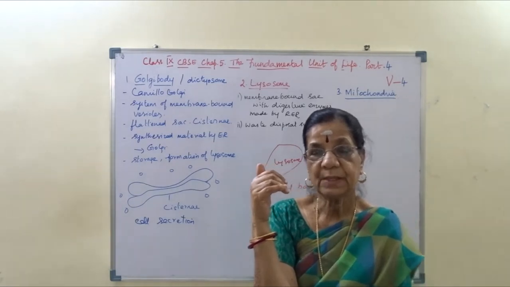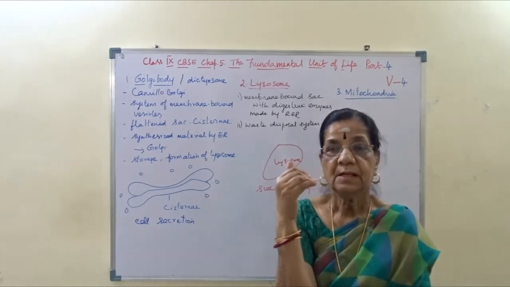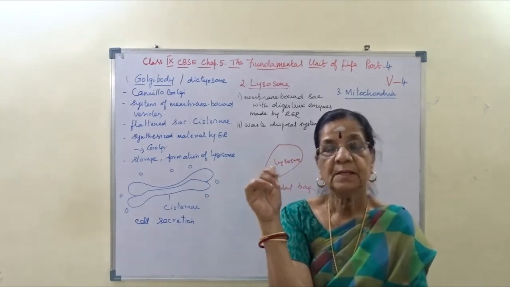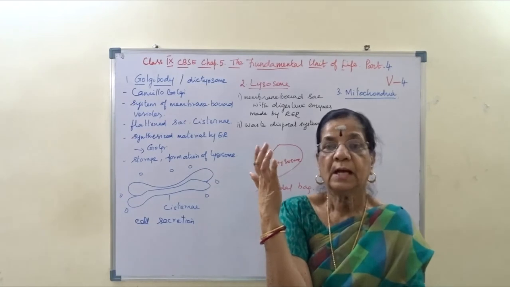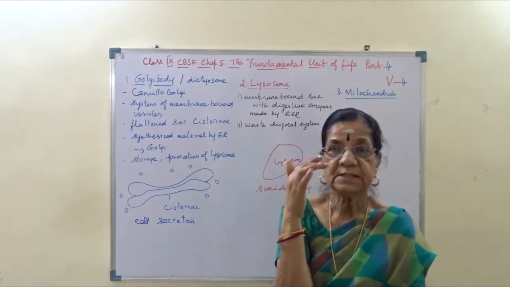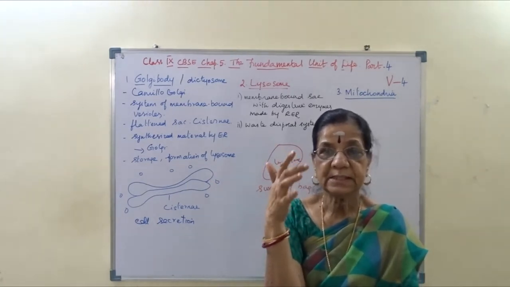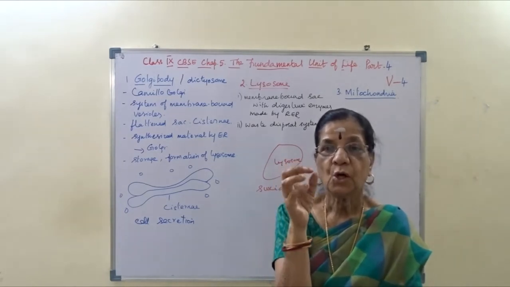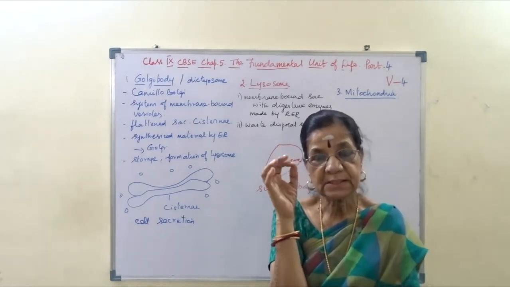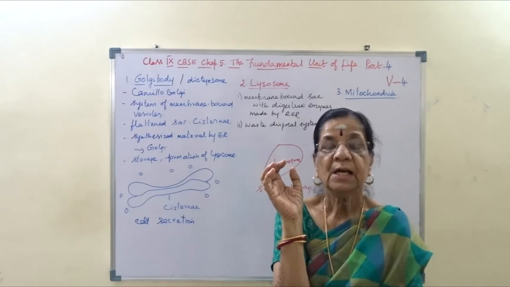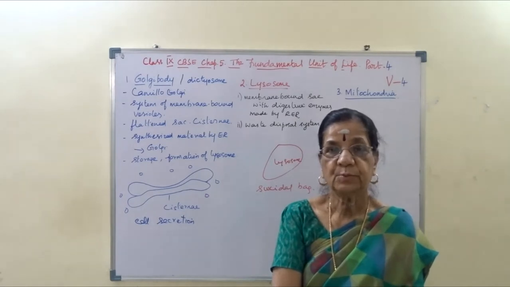I hope you follow this. At the same time, the external gills disappear and internal gills develop, and when it becomes an adult, the full tadpole is transformed into an adult frog. Is it not? So where are the external gills, internal gills and tail all going, disappearing? They are taken up by the lysosomes of the cells present inside the tadpole. Hence, it is called a suicidal bag. I hope you understand.